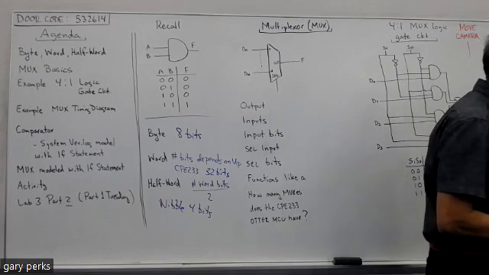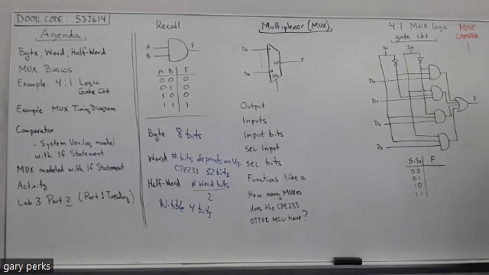Then we're going to look at a timing diagram for a multiplexer. Then we're going to talk about how you would model a multiplexer in SystemVerilog by first doing a comparator example. So I'll talk a little bit about what a comparator is.